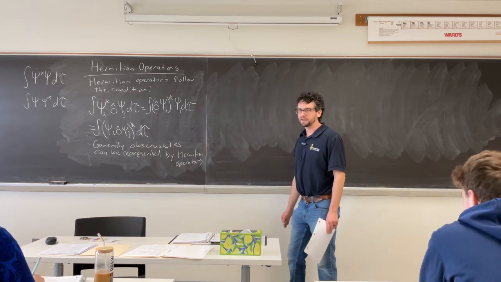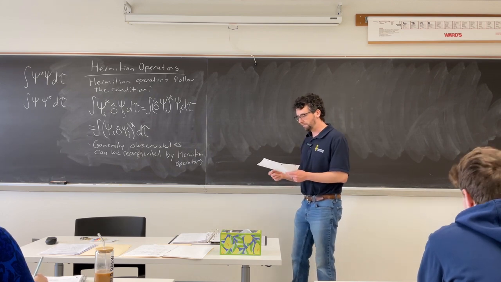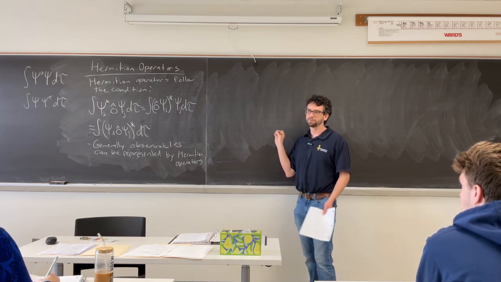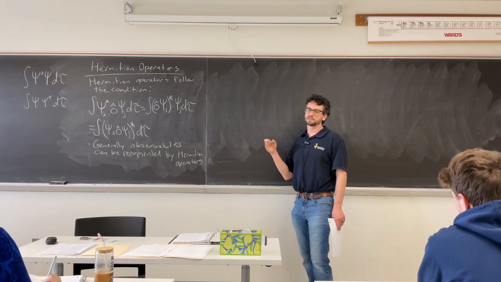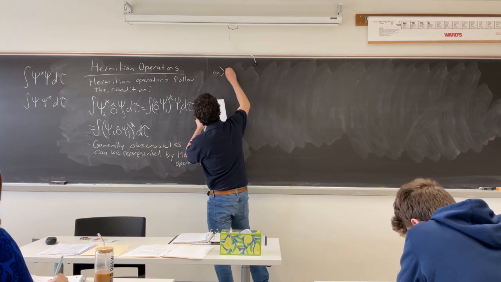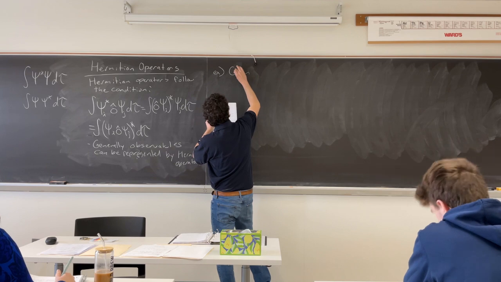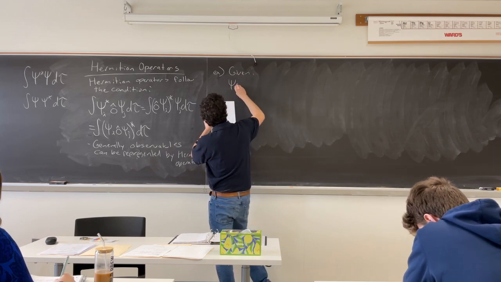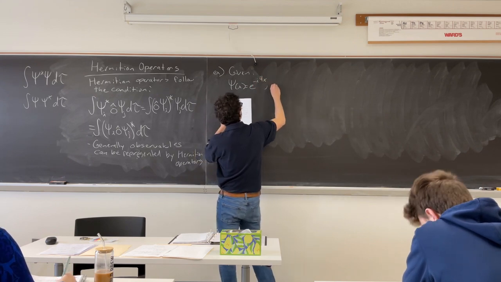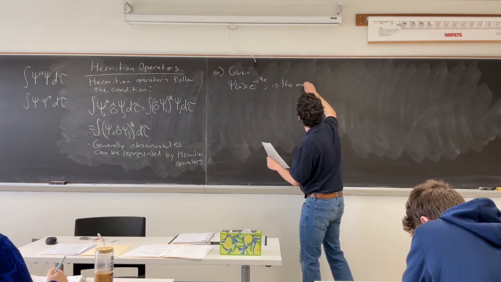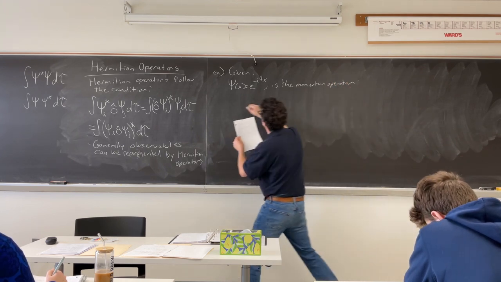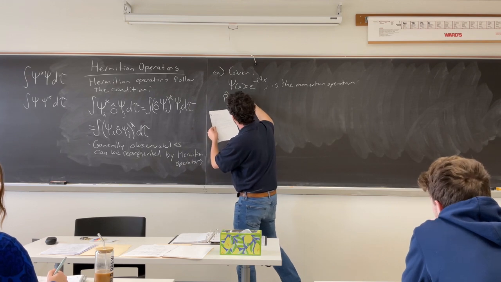Okay, let's look at an example. We're going to consider a wave function we've looked at in the past, and we're going to look at it with respect to the momentum operator. And we're going to see, is the momentum operator Hermitian or not? So example, given that psi of x is equal to e to the negative 4x, is the momentum operator p_x hat Hermitian?